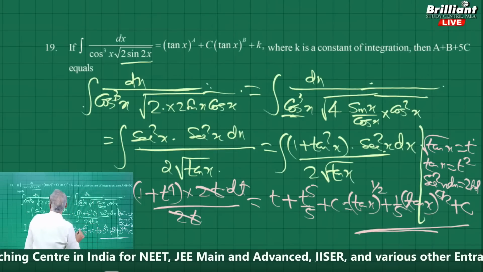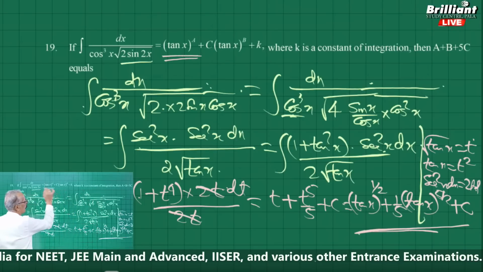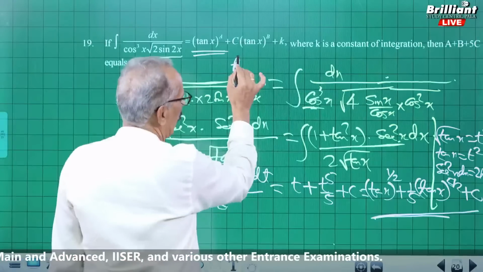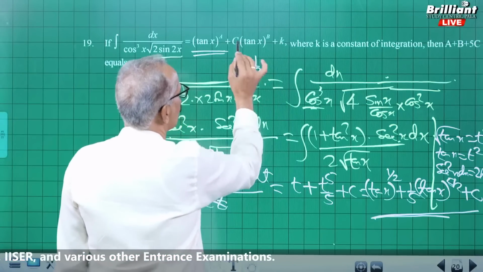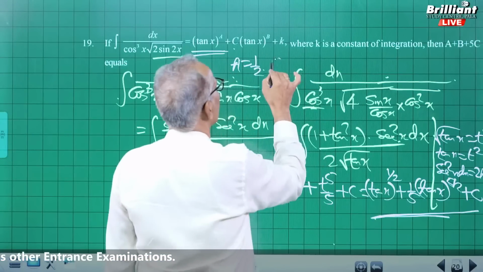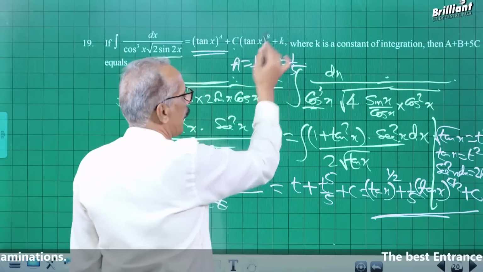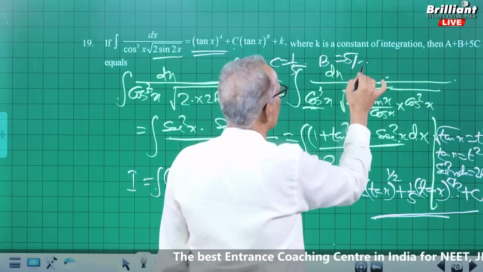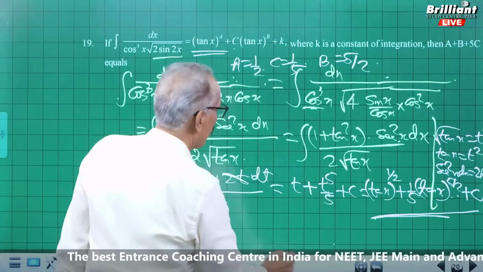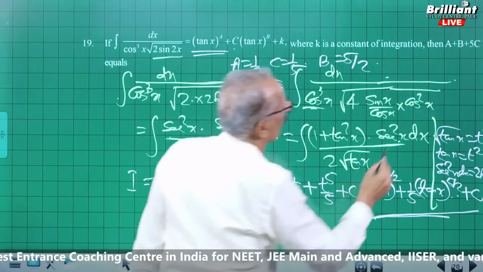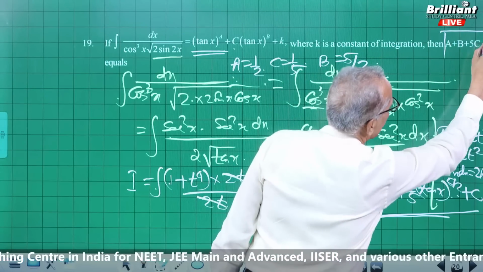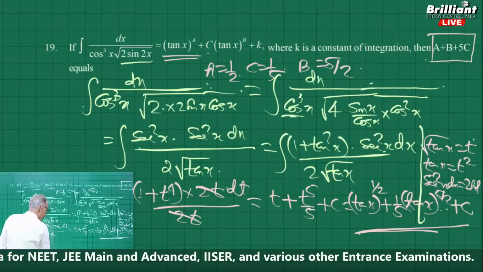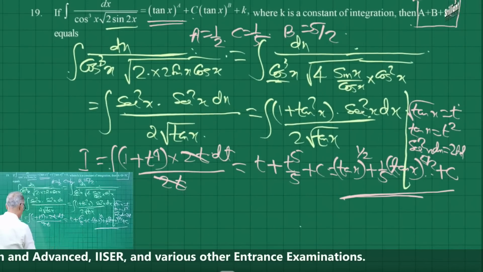Now, compare this with tan x to the power a. So what will be your a? a is equal to 1 by 2. c into, so your c is equal to 1 by 5, tan x to the power b, next to tan x. So b is equal to what there? 5 by 2. What's your question? Your question is then, what is the value of a plus b plus 5c? Come on. a plus b plus 5c. We will calculate.